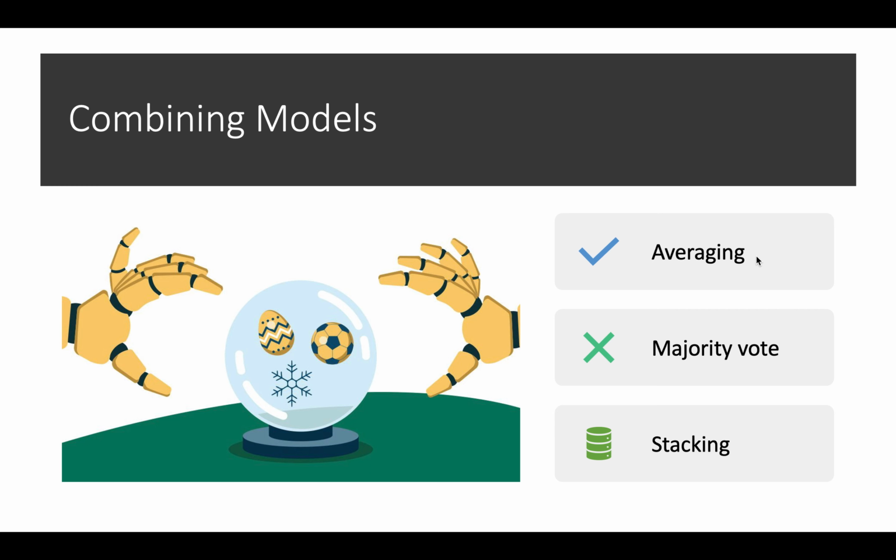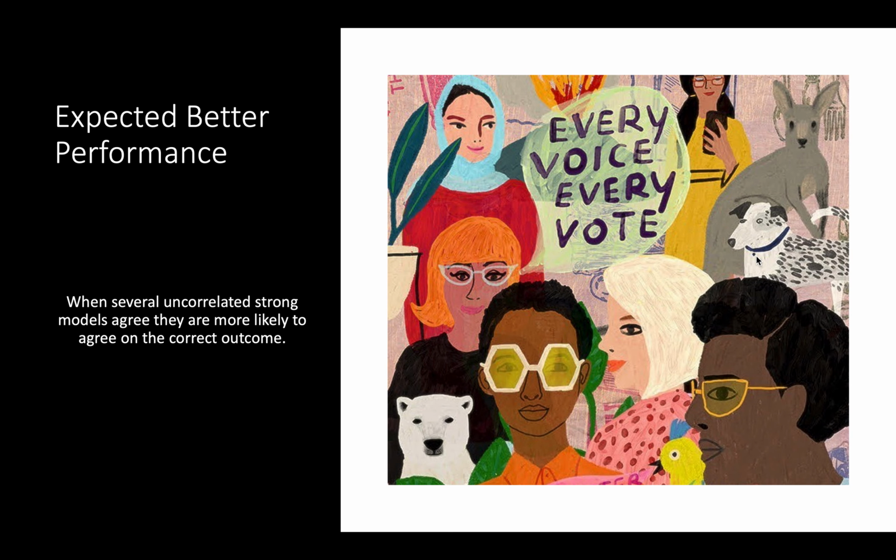And the reason that combining multiple models can bring better performance is the observation that when several uncorrelated strong models agree, they are more likely to agree on the correct outcome. The keyword here is uncorrelated. Ideally, base models should be obtained using different features, using algorithms of different natures, for example, support vector models and random forest. Combining different versions of decision tree algorithms or several SVMs with different hyperparameters may not result in a significant performance boost.